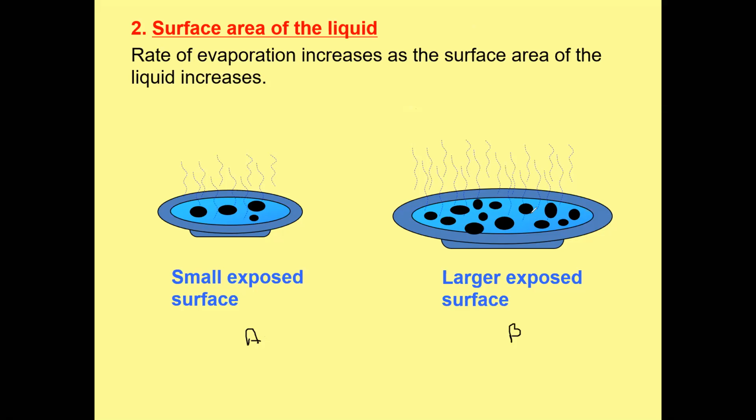So B will have a higher or greater rate of evaporation. Why does it have a greater rate of evaporation? Because more particles are exposed, so a greater number of particles can escape together. Few particles are exposed, so a small number of particles can escape together.